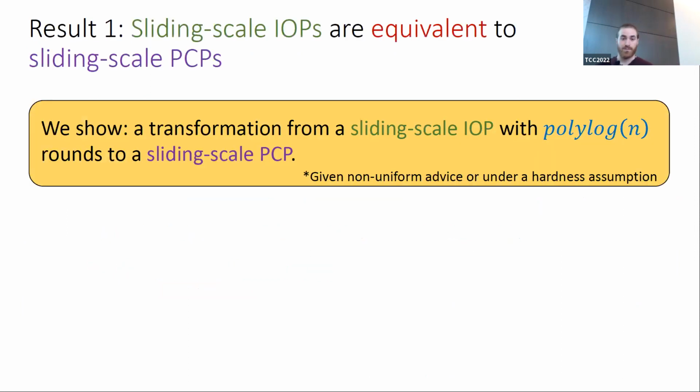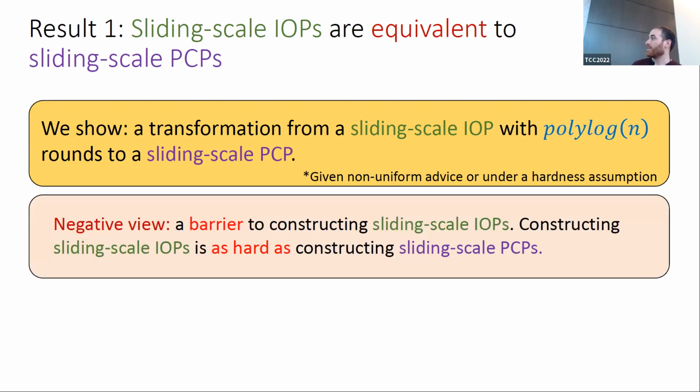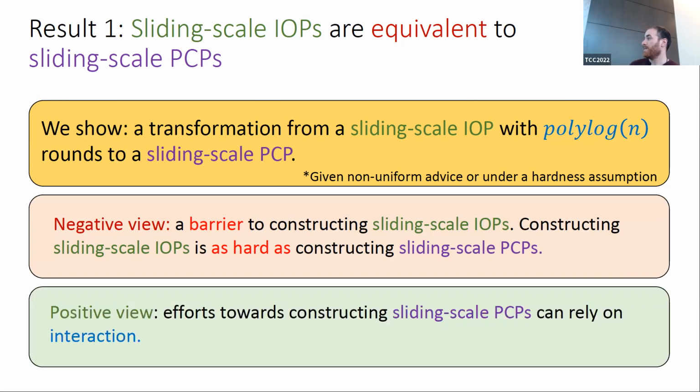So we show a transformation from a sliding scale IOP with polylog n rounds to sliding scale PCPs. And this can be viewed either as a negative or as a positive result. On the negative end, it's a barrier to constructing sliding scale IOPs. Constructing sliding scale PCPs is an open question. It's been really difficult, and we don't seem very close to it. And so this basically tells us that it's going to be hard to construct sliding scale IOPs. On the other hand, maybe if we want to get sliding scale PCPs, this tells us that we can use interaction while trying to construct this.